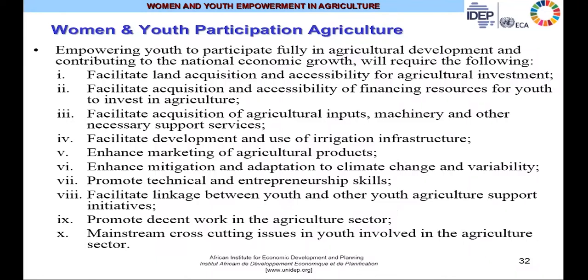growth will also require, in addition, to facilitate land acquisition and accessibility for agricultural investment, facilitate acquisition and accessibility for financing and financial resources, facilitate acquisition of agricultural inputs, machinery and other necessary support services, facilitate development and use of irrigation infrastructure, enhance marketing of agricultural products, enhance mitigation and adaptation to climate change and variability, promote technical and entrepreneurial skills, facilitate linkage between youth and other youth agricultural support initiatives, promote decent work in the agricultural sector, as well as mainstream cross-cutting issues in youth involved in the agricultural sector.